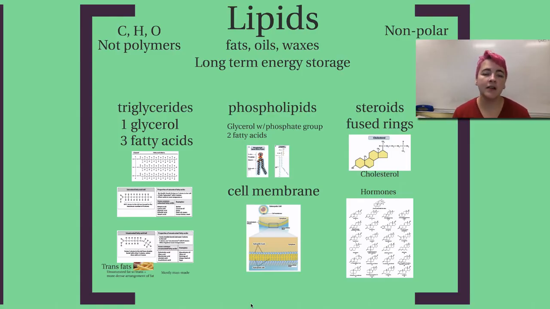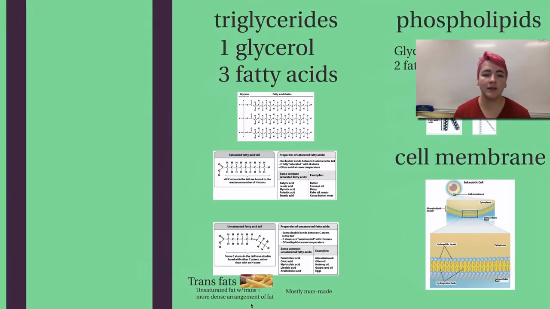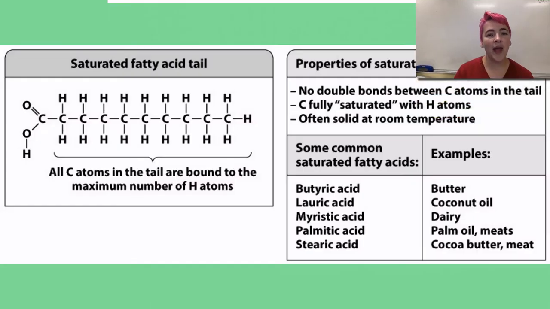We have triglycerides. Triglycerides are one glycerol with 3 fatty acids attached. We have 2 types of fatty acids. We have saturated, and saturated means that they have the maximum number of hydrogens attached to their carbons in that big long chain. These are generally solid at room temperature.